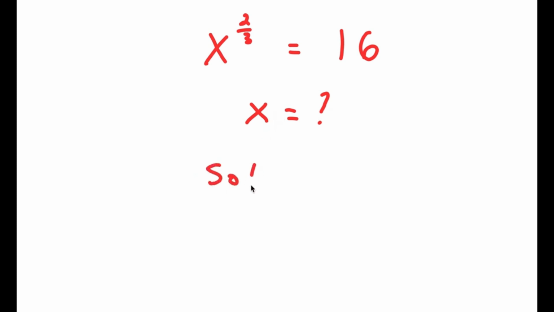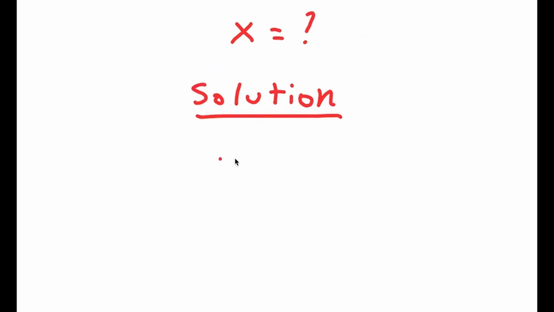Alright, so in this equation, I have x to the power of 2 over 3 is equal to 16. So my only variable in this equation is x. So that's the variable I'm going to be solving for. And now for my solution, I'm going to first start by rewriting my equation down here so I have more space. I have x to the power of 2 over 3 is equal to 16.